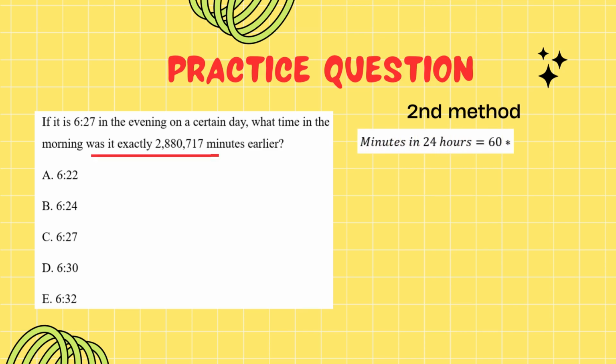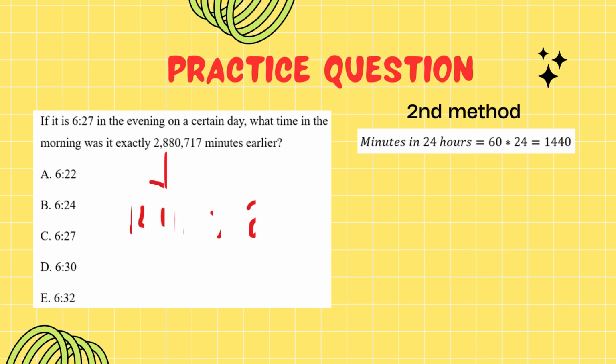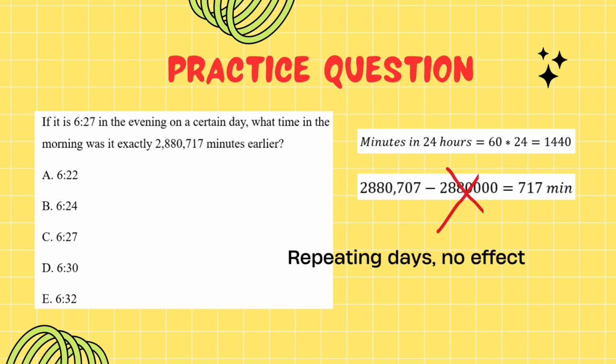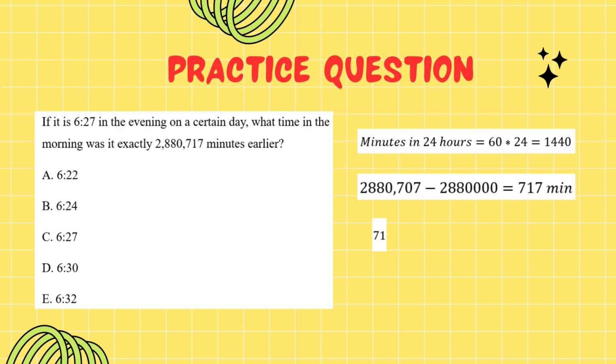So we know the minutes in 24 hours is 1440. So look at the number which is given to us, where 2880 is a multiple of 1440. So let's simplify our case and do this calculation. So here this number represents multiple days. So the days are repeating and they are not going to affect the time calculation. So we can simply ignore this number. Now we are only left with 717 minutes.